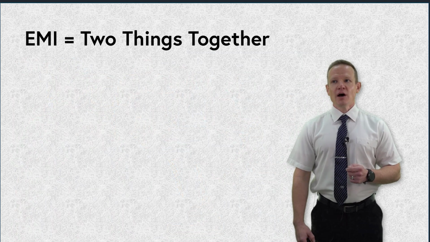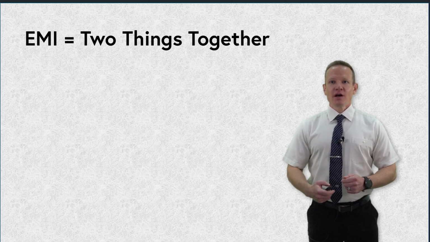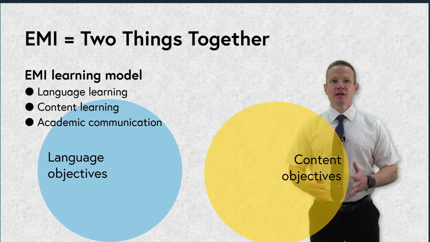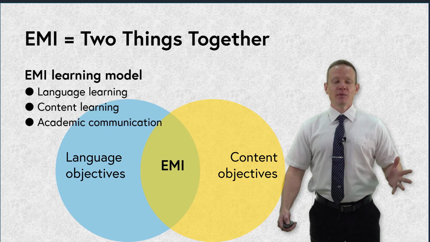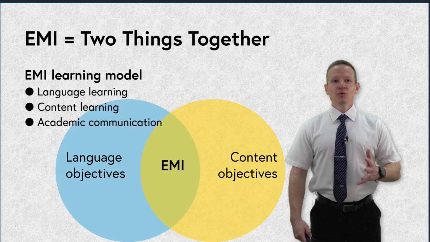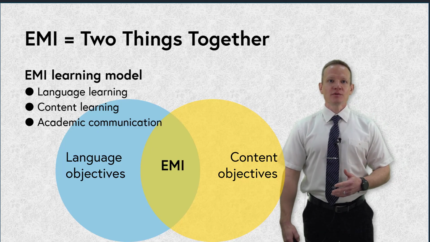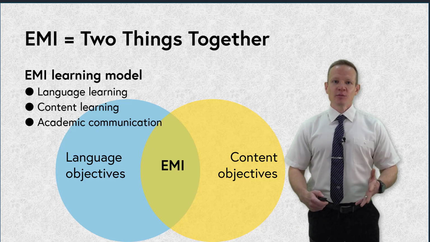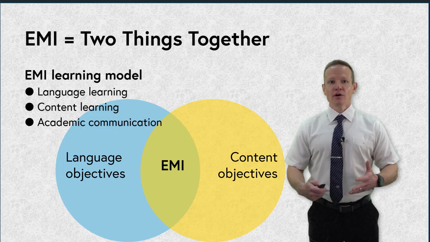Let's talk about EMI. EMI is two things together at the same time. We are learning language and we are learning content, and together this is EMI. So, content, biomedical sciences, then we'll also be learning English along with it at the same time to promote your language learning skills. We're focusing on academic communication in this course as a professional part of learning English.